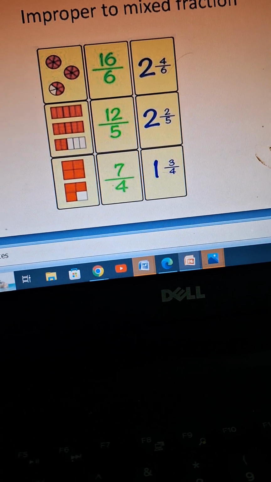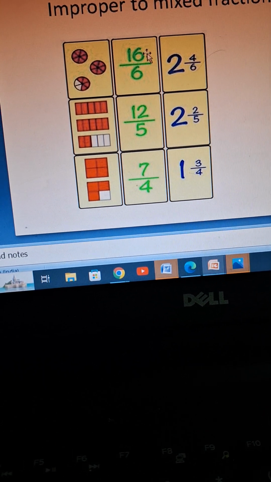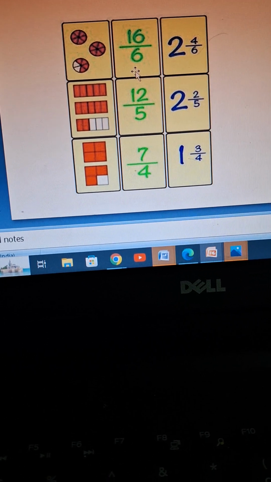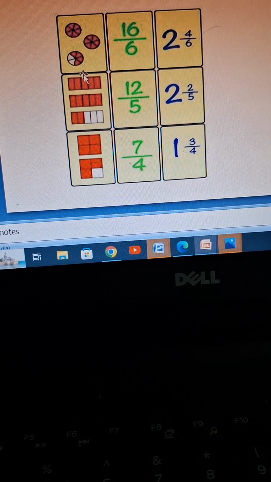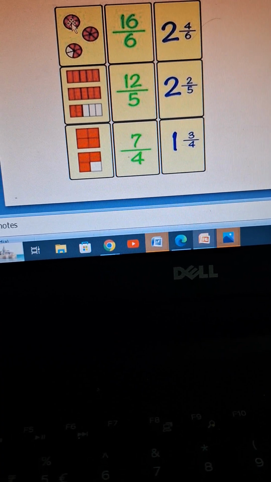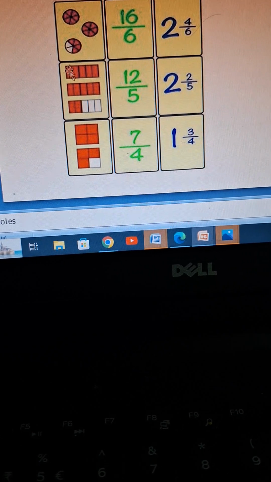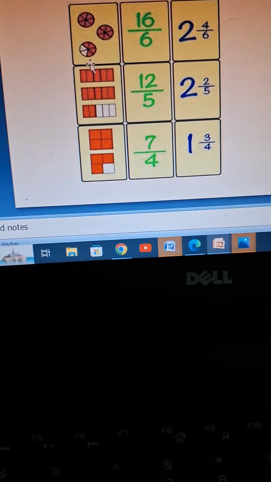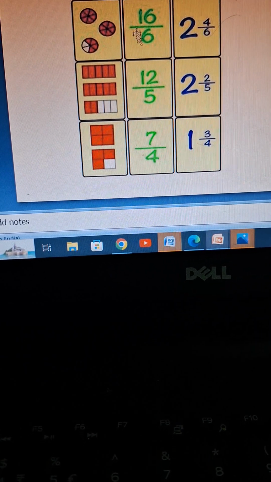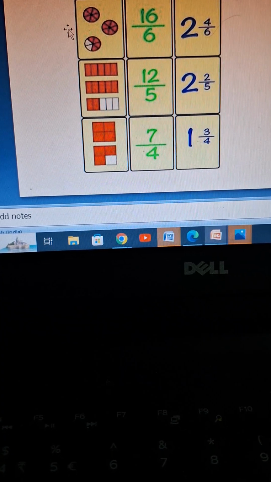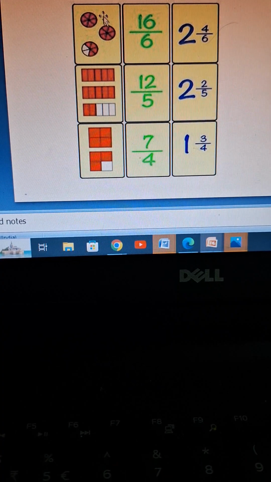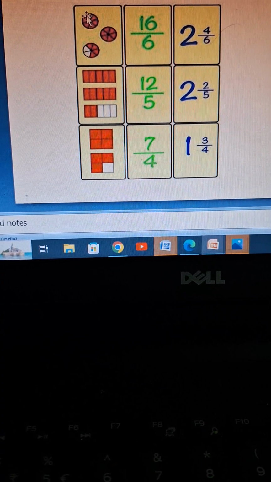Now here we can see different types of fractions. 16 by 6. Okay. So what we see here, 1, 2, 3, 4, 5, 6. 6 plus 6, 12. 12 plus 4, 16. All the circles are divided into 6 equal parts. How many are shaded fully? 2 are shaded fully. Okay.